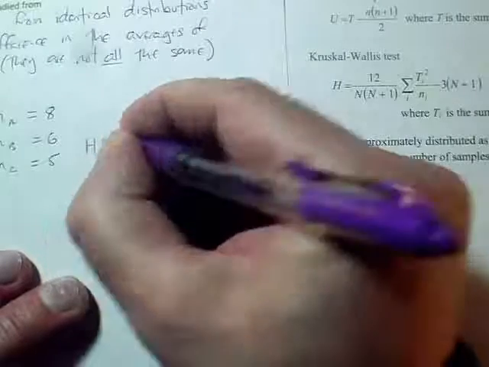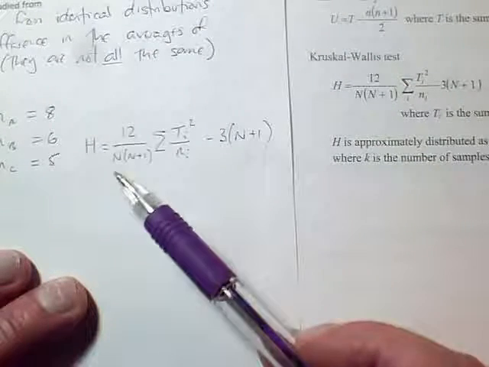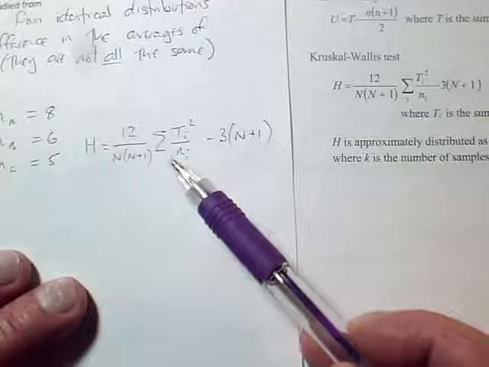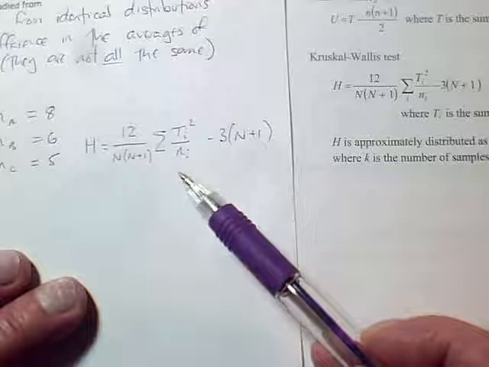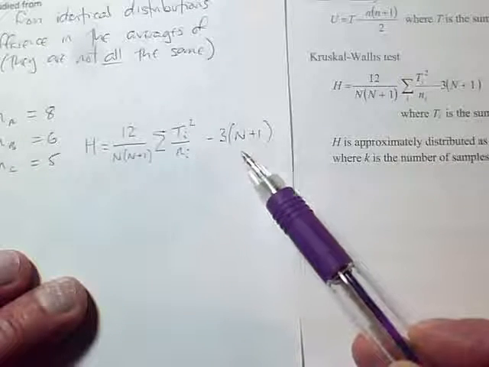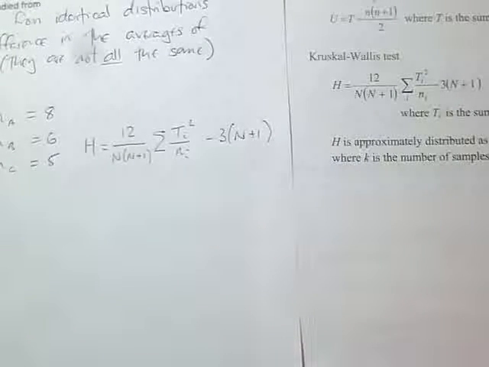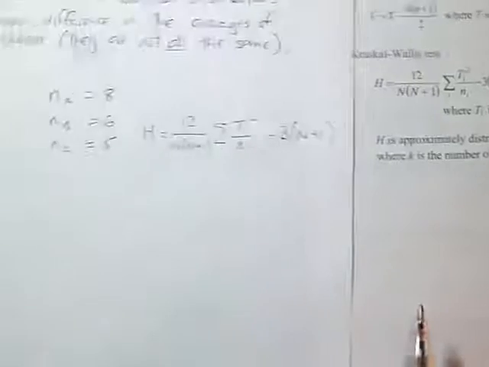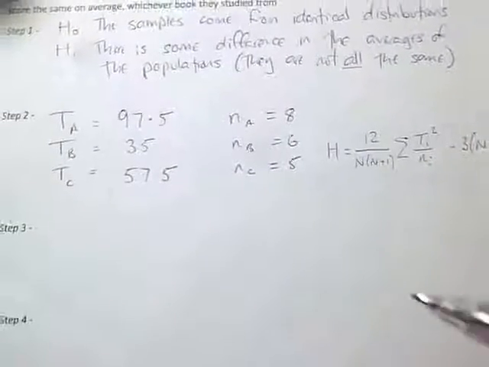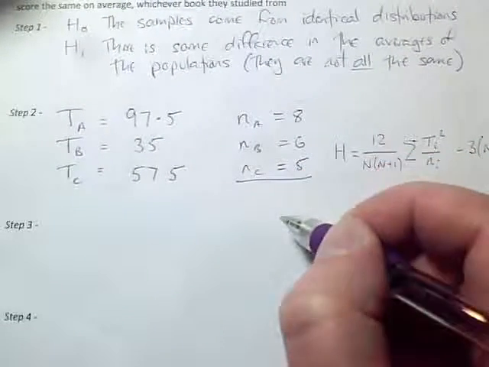H equals 12 over n plus 1 times the sum of the TI squareds over the NI, minus 3 brackets n plus 1. So I've copied that successfully. I've just got to apply it with my particular data. And of course I need a value for capital N. Well, capital N is the total number of data items altogether.